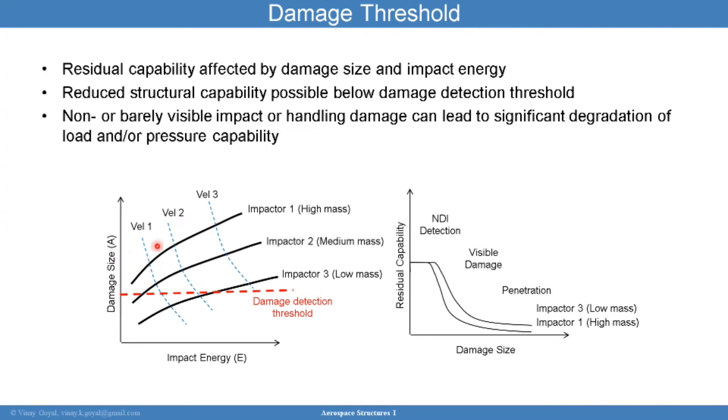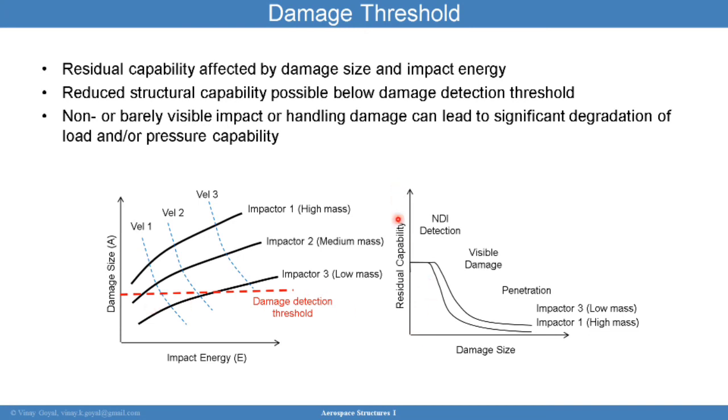And so the thing I want to point out is that velocity and mass both contribute to the impact energy level, 1/2 mv squared, mass times velocity squared, and that correlates directly to an increase in damage size. But if the impact energy is low enough, there is the potential where you may not see the damage because the damage is just beneath the damage threshold area. And so that can be a problem. And if you translated this, there could be situations right at that edge where the residual strength capability could be quite degraded.